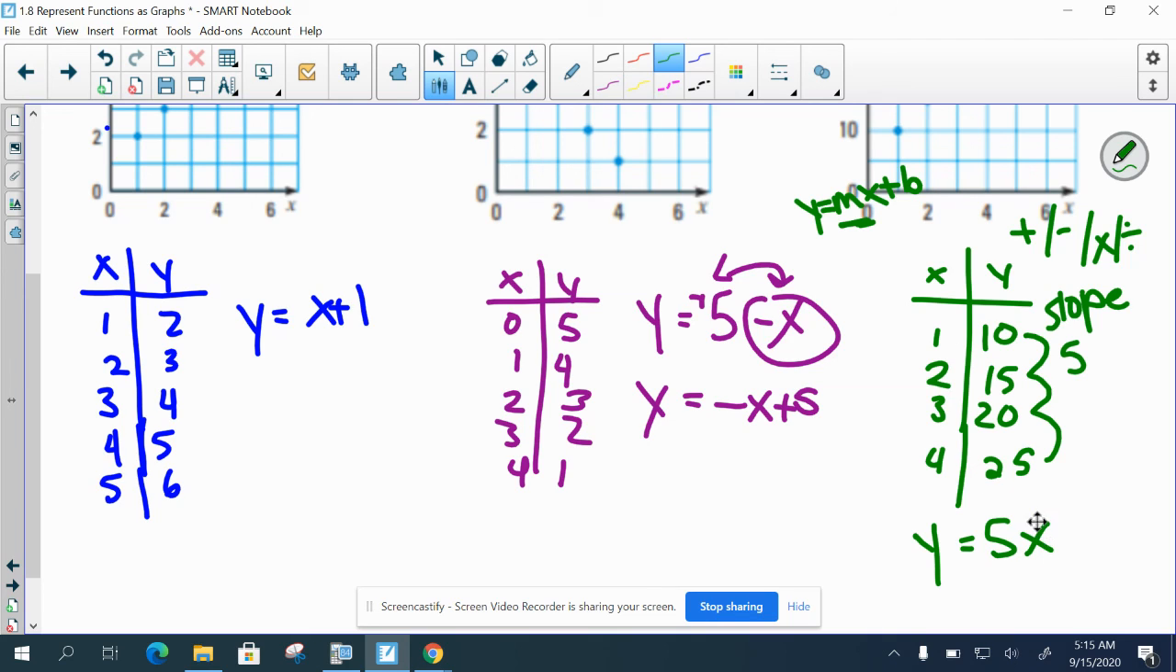because 1 times 5 is not 10. 2 times 5 is not 15, it's 10. 3 times 5 is 15, and then 4 times 5 is 20. So actually we have to add an extra 5 in order to make this function. So 1 times 5 plus 5 is 10. 2 times 5 is 10, plus another 5 is 15. Okay, so this rule actually would work.